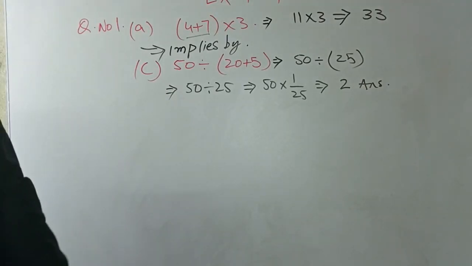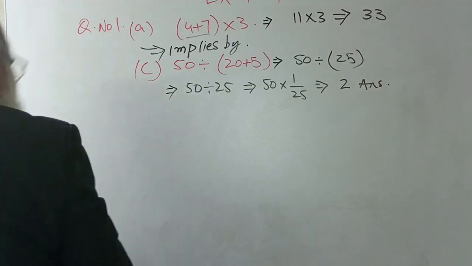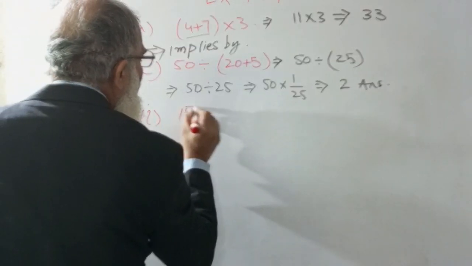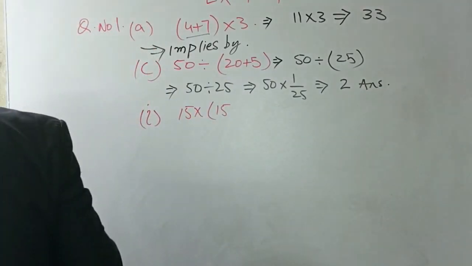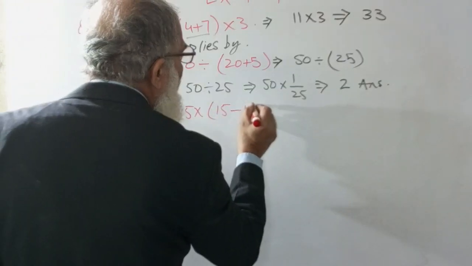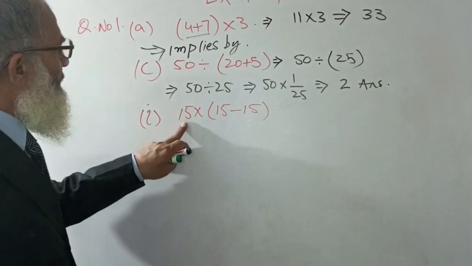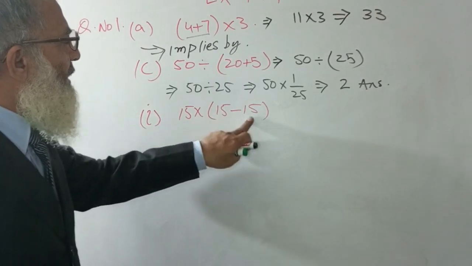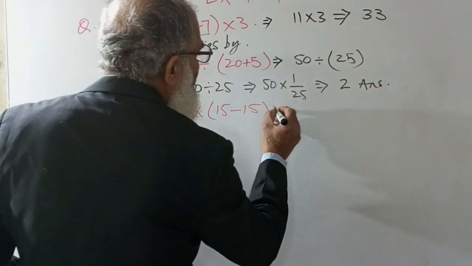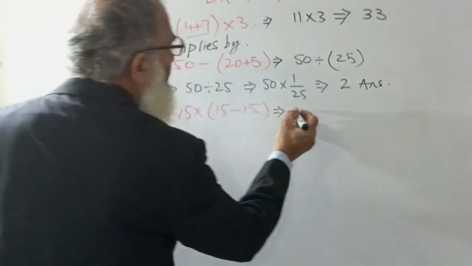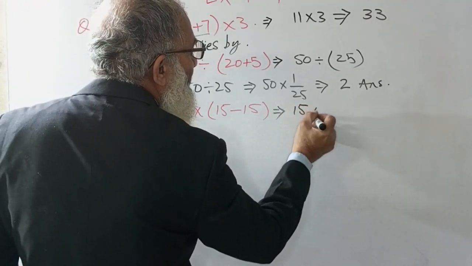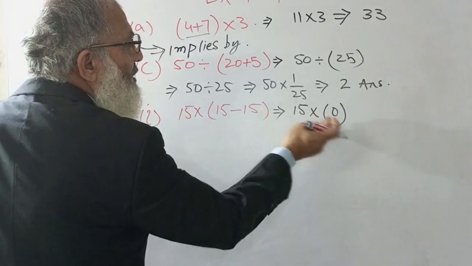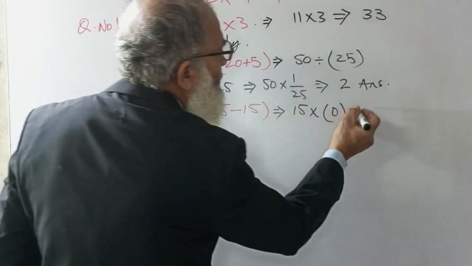One more question from this exercise, and that is part I. Part I says 15 multiplied by bracket start 15 minus 0, 15 minus 15, and bracket closes. Now as per order we have to solve this. The answer is 0, I know. 15 minus 15 is 0, and anything which is multiplied with 0 is 0. So 0 is the answer.